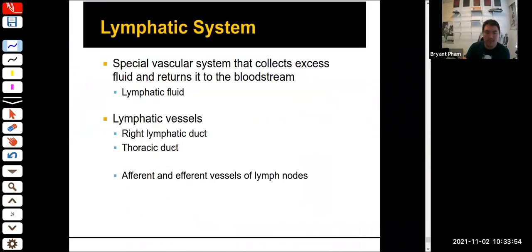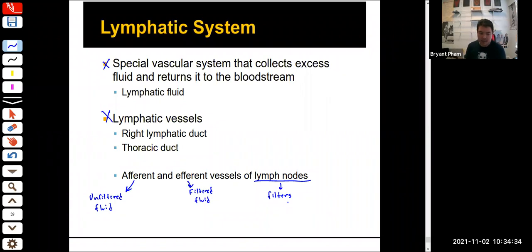Awesome. So, afferent vessels carry unfiltered fluid. Efferent is going to be filtered fluid. And then your lymph nodes, these are your actual filter units, your filters. Okay. So just kind of having an idea of that, we'll talk more about them.